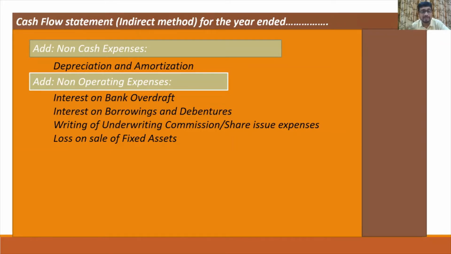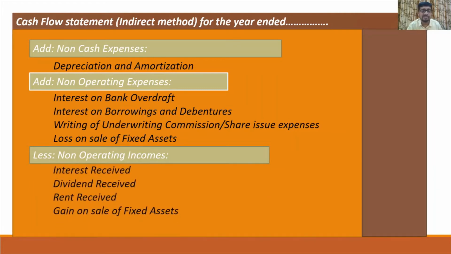Then writing off underwriting commission and share issue expenses. These expenses are paid only when shares are issued, when capital is raised. Loss on sale of fixed assets. Do you think, children, that loss on sale of fixed asset is a regular expense? It is not regular. So these are non-operating expenses. These types of expenses are added back. And in the same manner, non-operating incomes are subtracted. Any income which is not the regular income of the business is subtracted here.